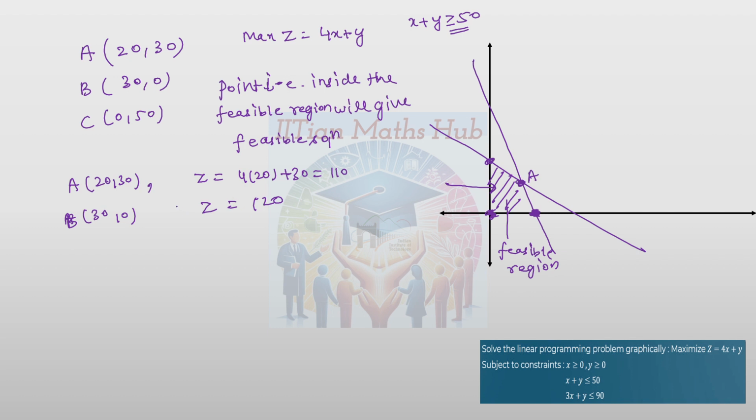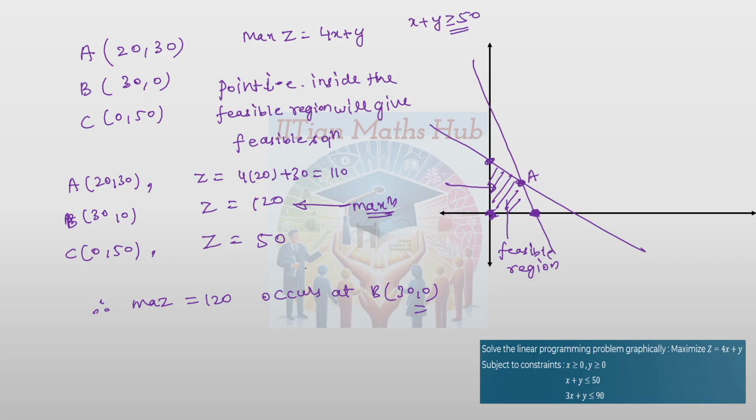Okay, and then we are going to find out at (0, 50). So (0, 50) will give you the value 50 only, right? So which is the maximum value? This is the maximum value you are getting for z. So this point will give you the maximum value, and hence this will be our optimal solution, or maximum z solution. Therefore the maximum z, that is equal to 120, occurs at point B, that is (30, 0). Is that clear?